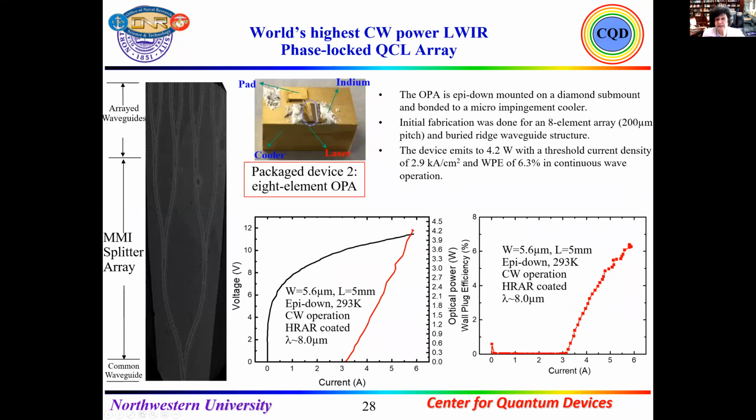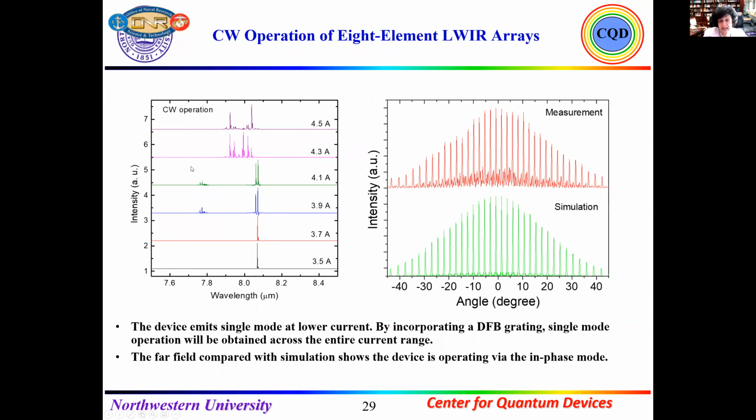And we can see here that is the world first and world highest continuous wave power. It was up to before a few years ago in our group, because we have no much better result. So as we can see here, exactly that is the result that we have, up to 4.2 watts with the threshold current. In conclusion, and at the same time, that is the measurement, that's the simulation. We see the continuous wave operation of the 8-element long wavelength infrared arrays.